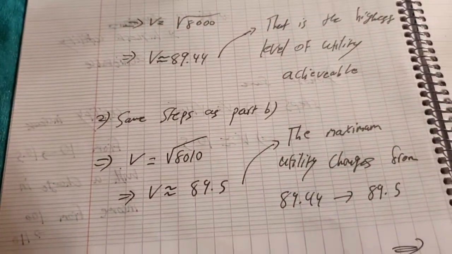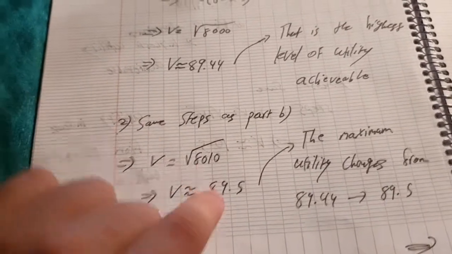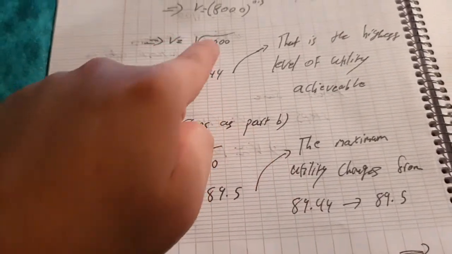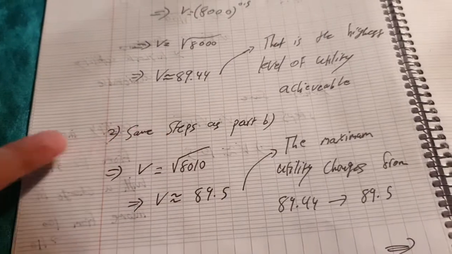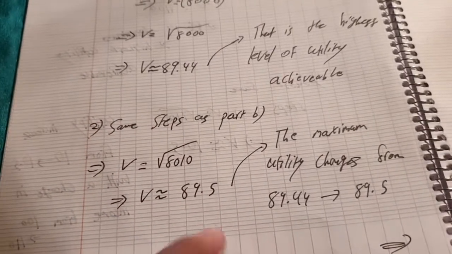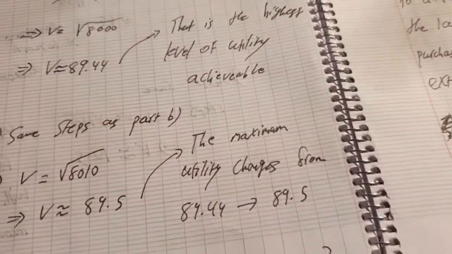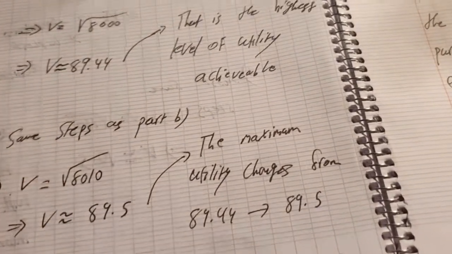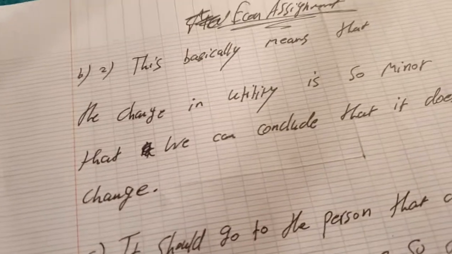This is the second part of question B. It's the same thing, except instead of 8,000, the income is 8,010. So in the end, we get 89.5. So the maximum utility increased from 89.44 to 89.5, which is a minor increase.